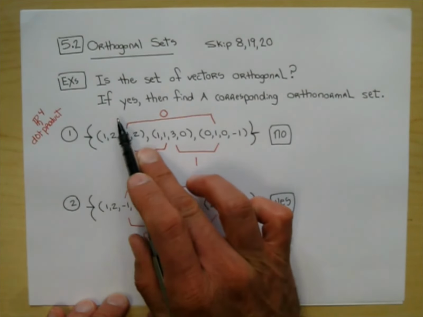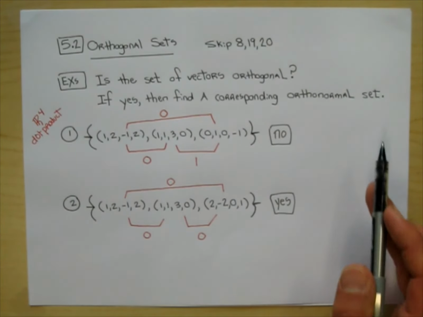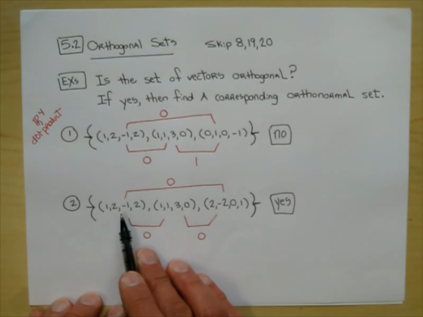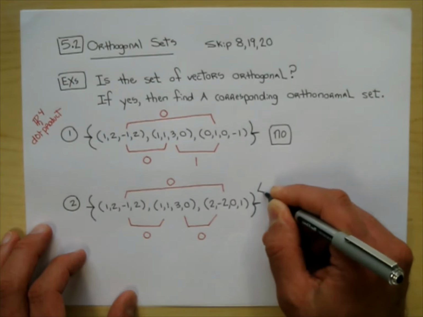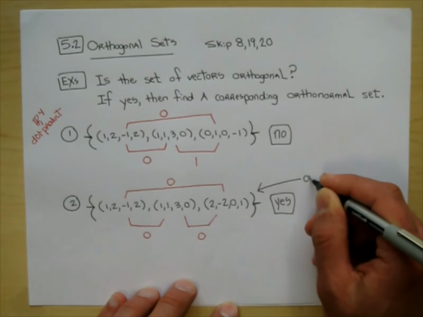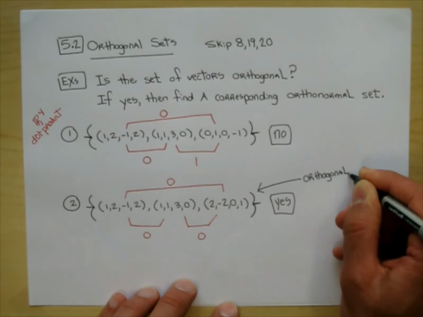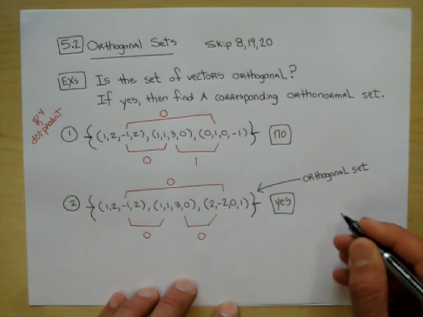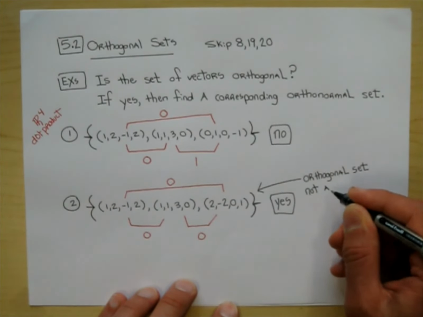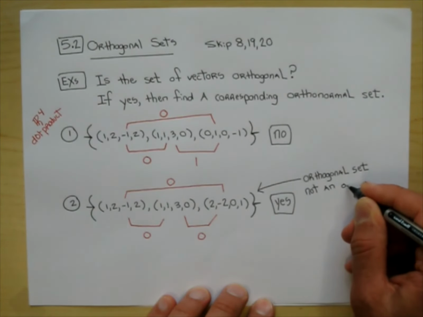Now, since we have a yes, we have to find a corresponding orthonormal set. Now, how am I going to do that? This is not an orthonormal set right here. Okay, so let me just illustrate that. So I'll just say this is an orthogonal set, but it's not an orthonormal set.